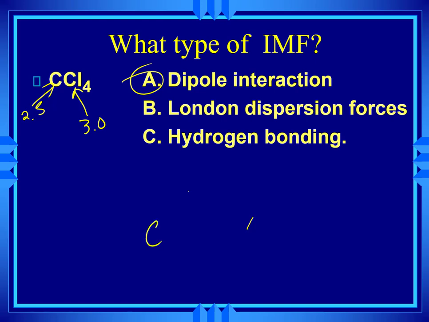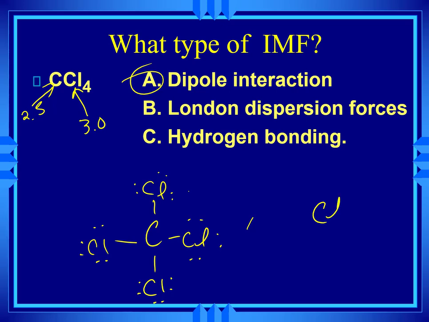Okay. CCl4, to put 4 Cls, I'd have to put 4 bonds, right? And that shape would be 4 atoms with no lone pair around carbon, which would be tetrahedral. So it's Cl, C, Cl, Cl, Cl. So it's got polar bonds, but is it polar?